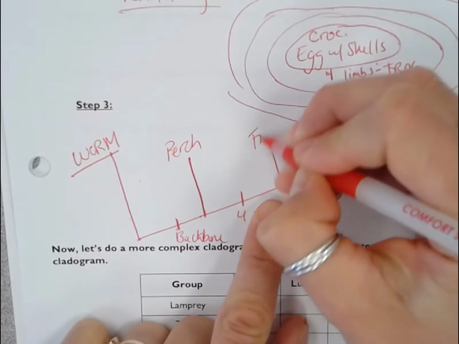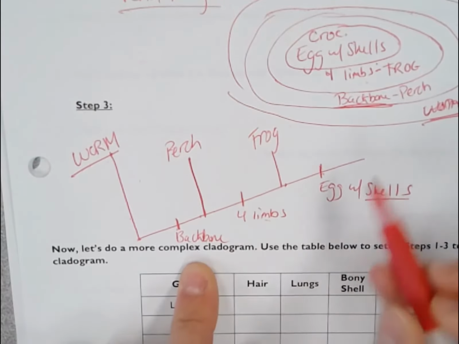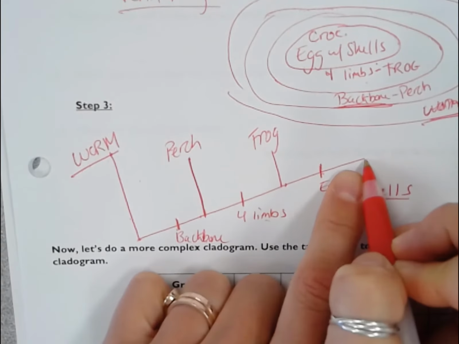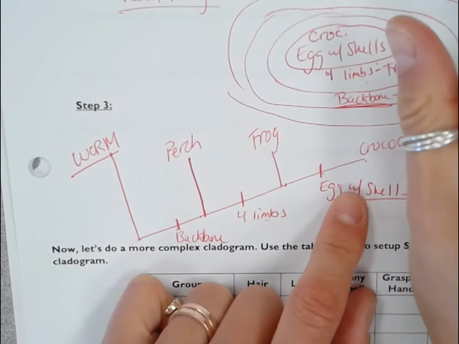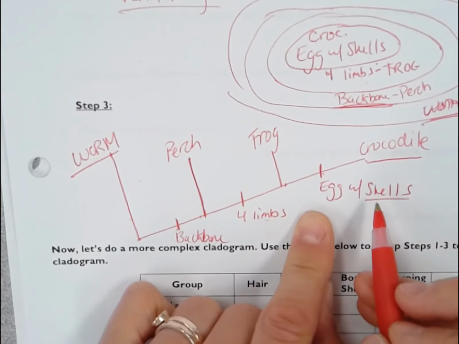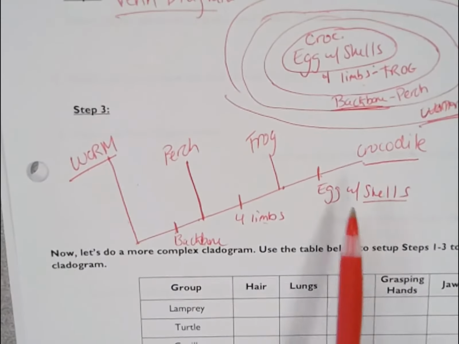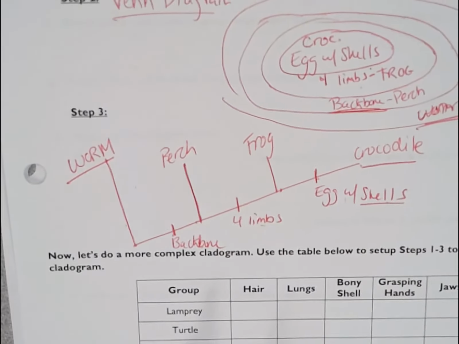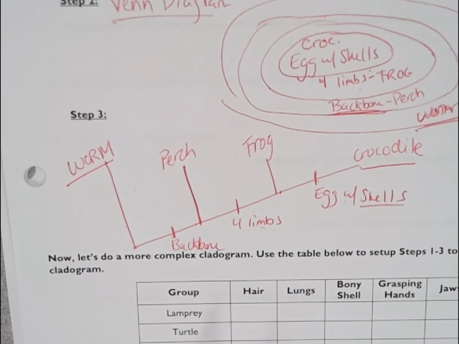The frog. Why? And a backbone. Beautiful. What should be our last organism yet, Ellie? Good. Why? It has all 3 traits, and it's the only one that has the egg with shells. Okay, beautiful. Make sense? You guys ready for it to get harder?